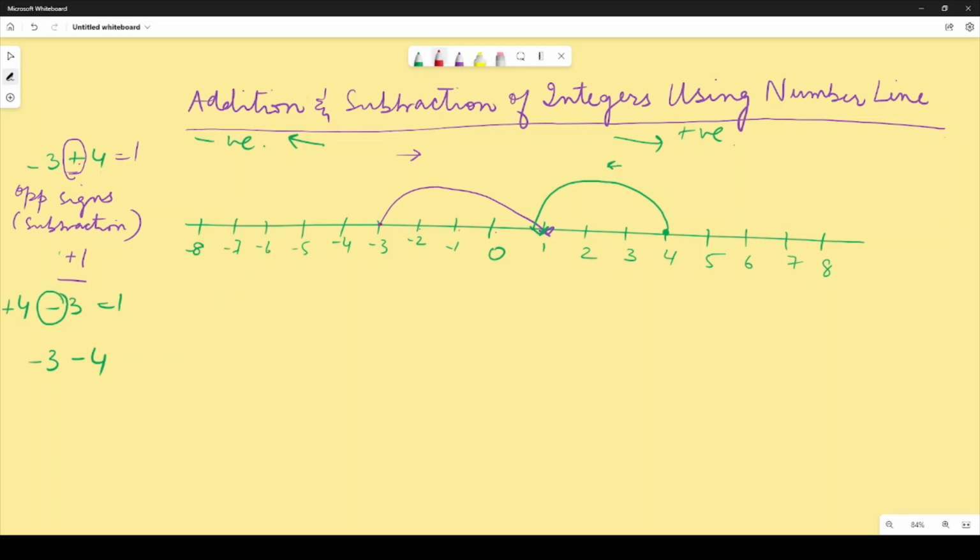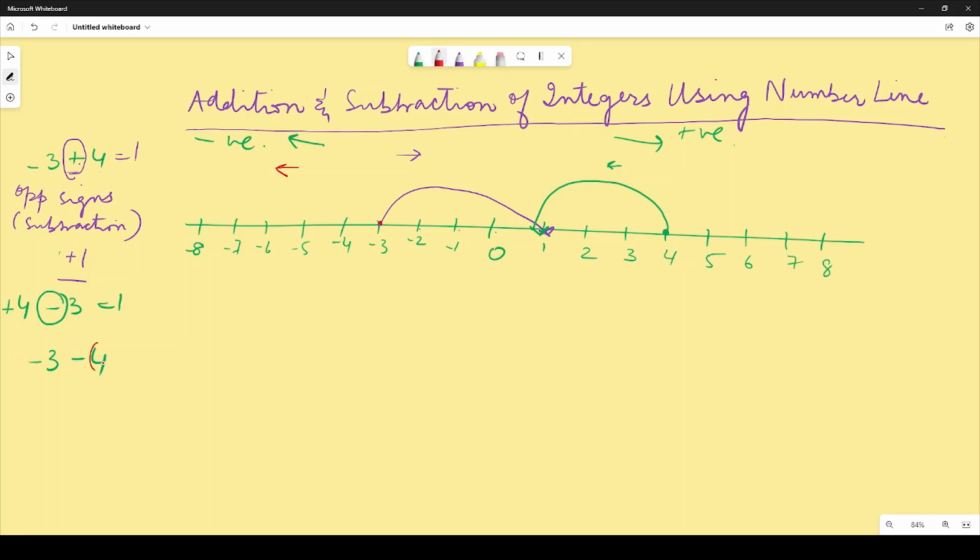We start at -3. Now the operation is negative, right? The operative number is minus, or subtraction. So that means I will need to proceed in this direction. Now I have to look at the next number. What is it telling me?